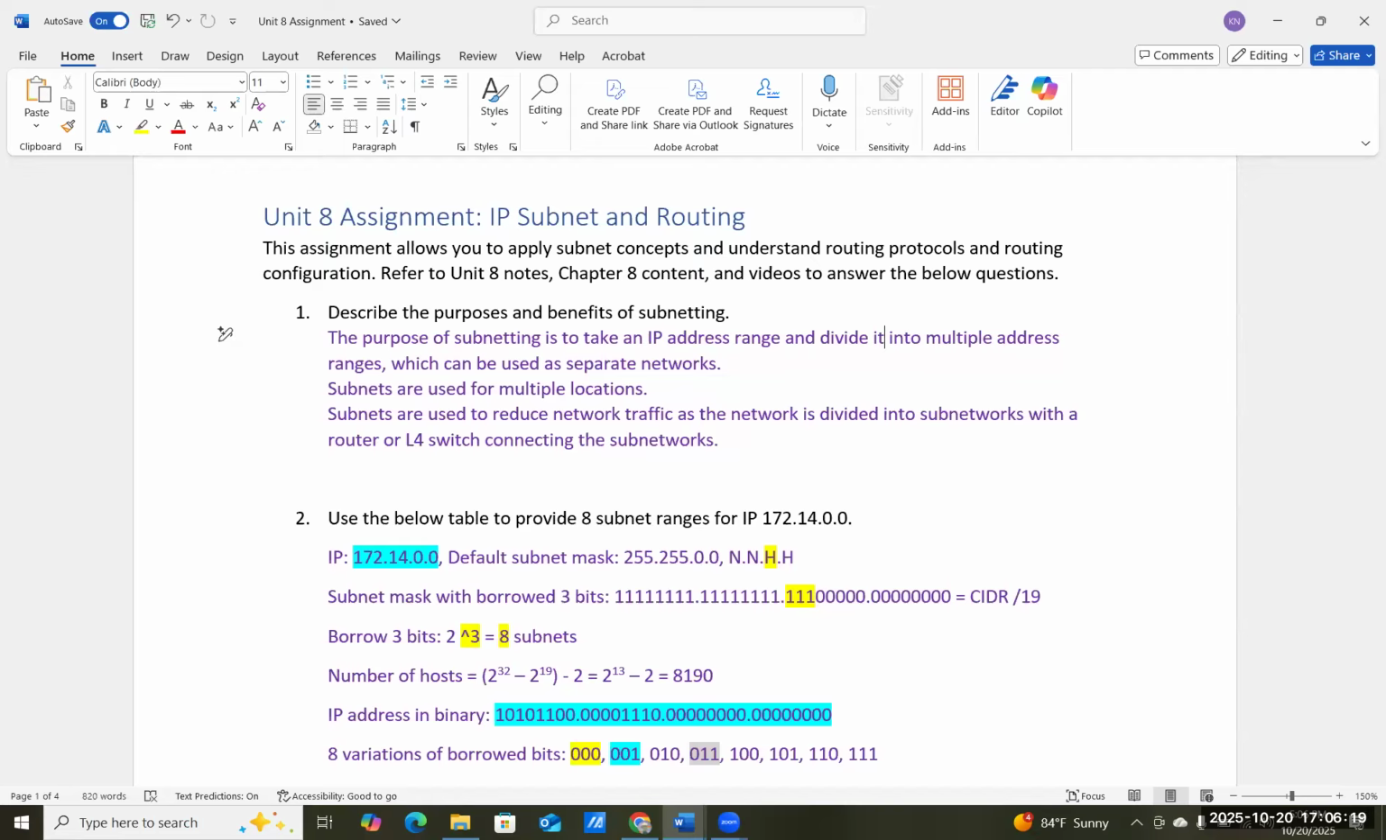So we would start with the IP address, let's say. So before we do number 2, you can refer to the first page for the answer for 1. All of that should be there verbatim.